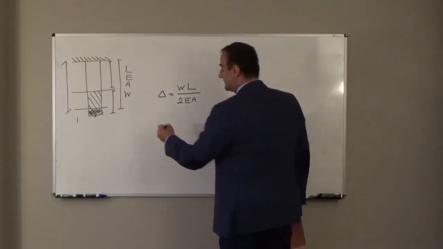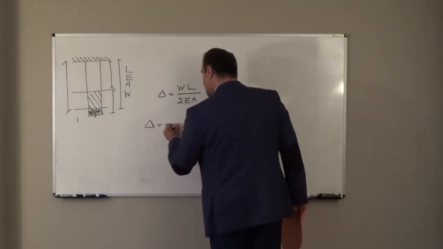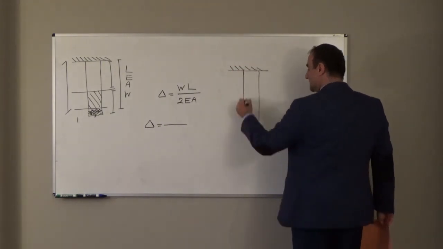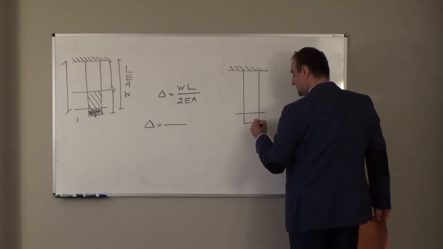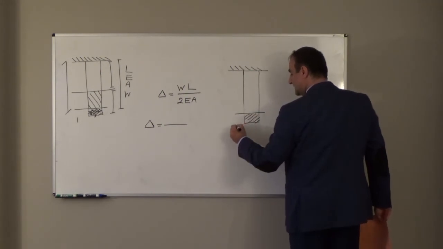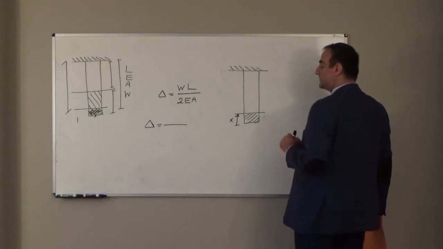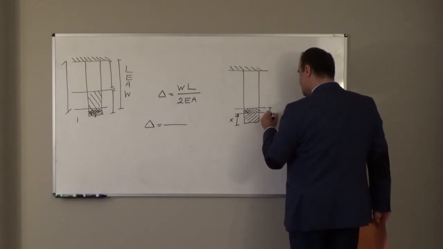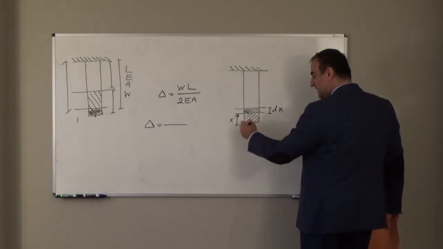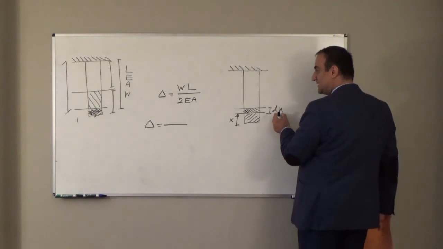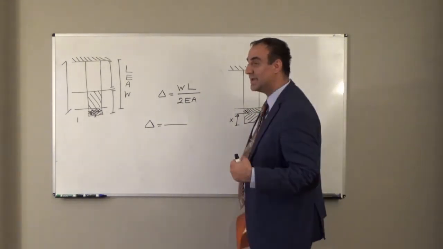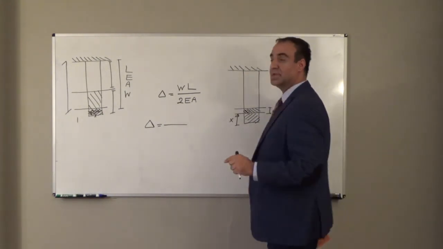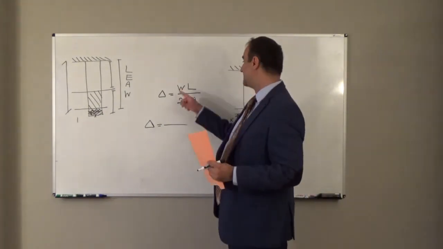So since it varies, we should take one small element. I should cut at distance x from the free end, and in that case, what will be the force on this element dx? The force will be the weight of this piece times the length dx divided by EA. If I integrate it, because x varies from 0 to L, I will end up with this answer.